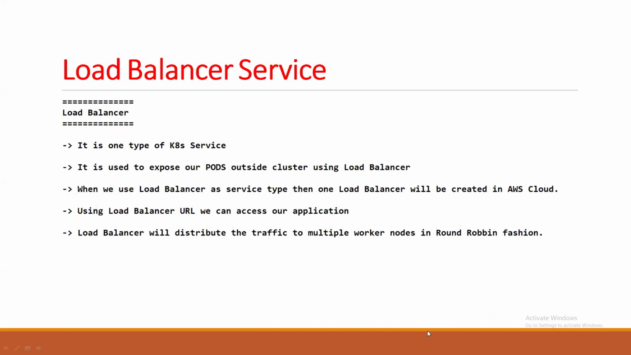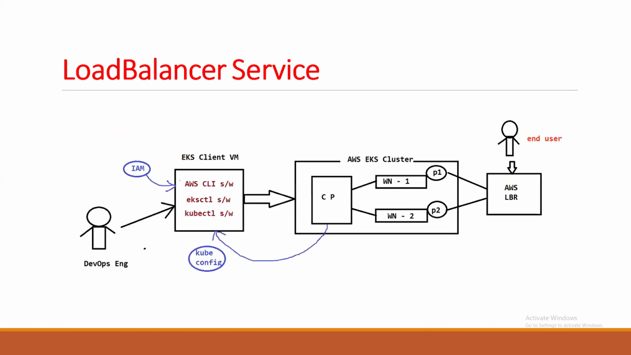Now, LoadBalancer is one type of Kubernetes service. It is used to expose our pods outside the cluster using a load balancer. When we use the LoadBalancer service type, one load balancer will be created in the AWS cloud. Using the load balancer URL, we can access our application. The load balancer will distribute the traffic to multiple worker nodes in a round robin fashion.